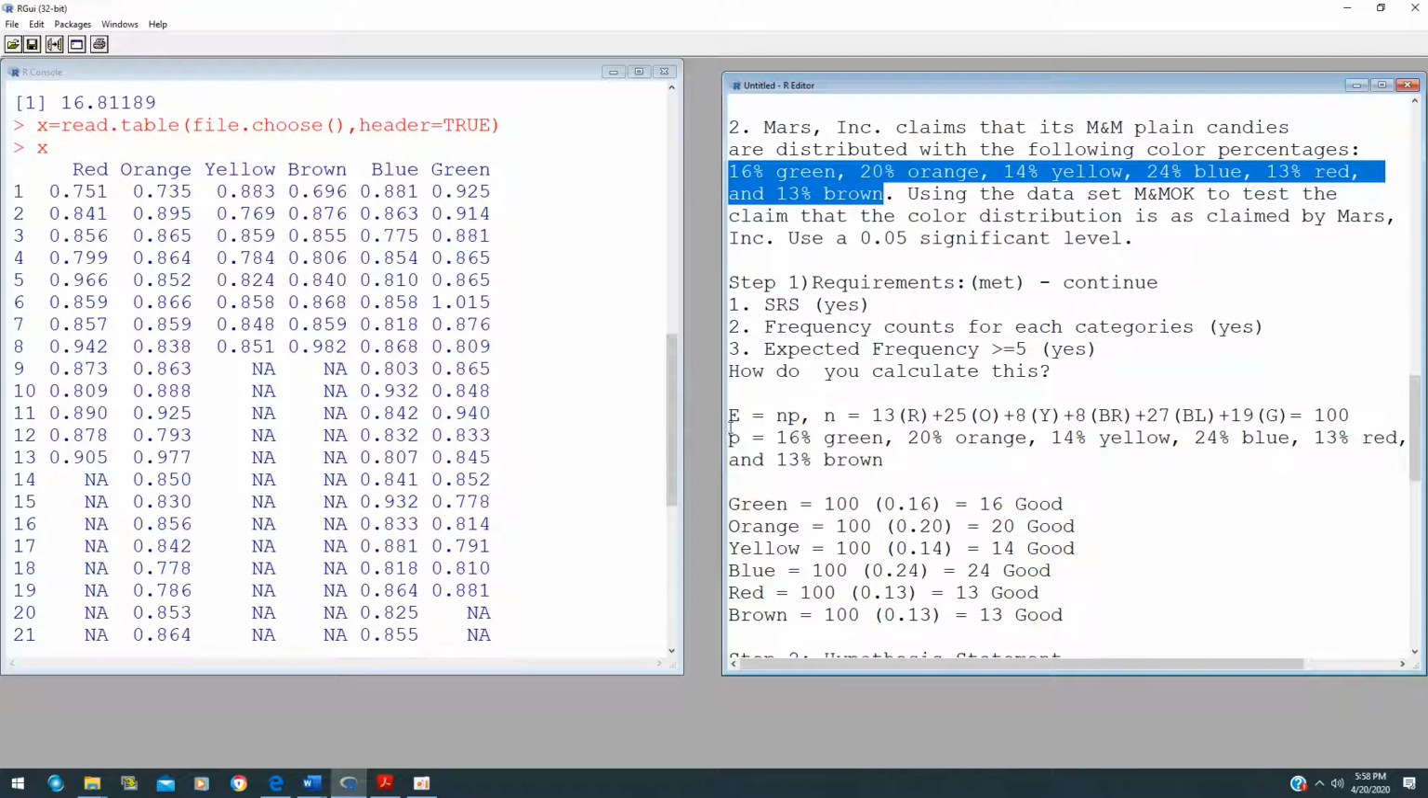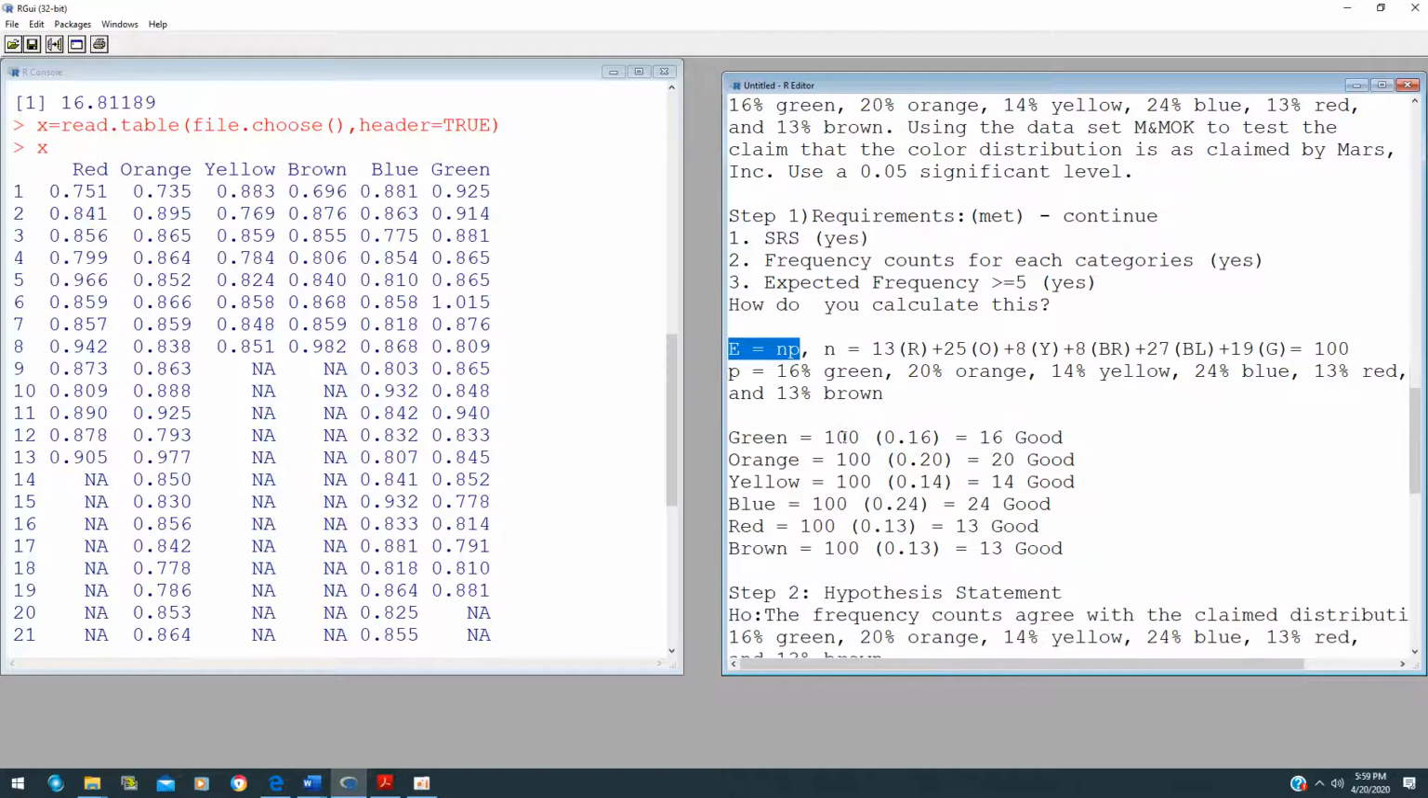And then this is based on the percentages given to us: 16% green, 20% orange, 14% yellow, 24% blue, 13% red, and 13% brown. These are given in the question. So how do I find E? We take N times P. This is how you find E in this case. To find green, you take N, which is the sample size of 100 candies, times the green proportion, 16%, which is 0.16, giving 16.